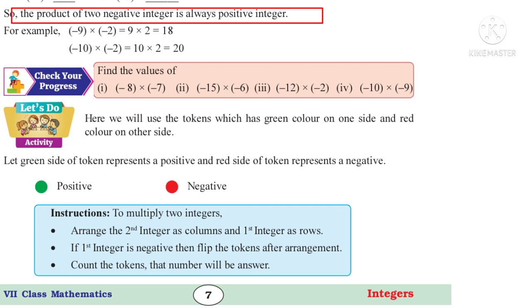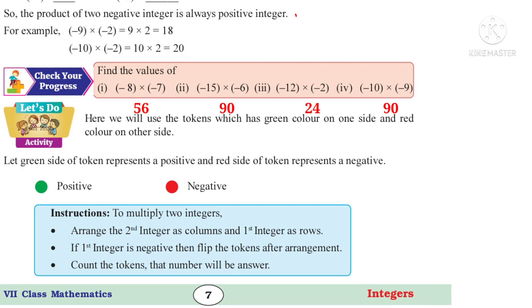Now find the value of number 1. Minus 8 into minus 7 is 56. Minus 15 into minus 6 is 90. Minus 12 into minus 2 is 24. Minus 10 into minus 9 is 90. And here observe that all the above numbers are always positive numbers.